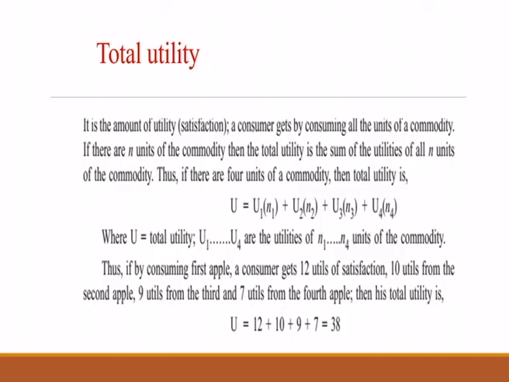Thus if by consuming the first apple, a consumer gets 12 utils of satisfaction, 10 utils from the second apple, 9 utils from the third and 7 utils from the fourth apple, then the total utility will be 12 plus 10 plus 9 plus 7 equals 38. So this is a simple total utility.